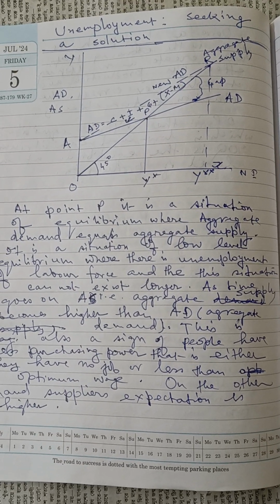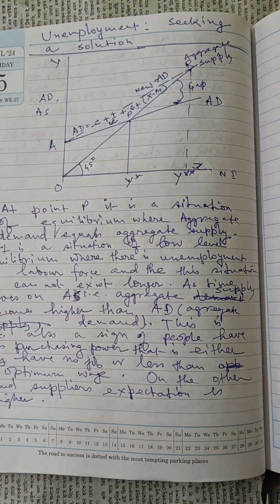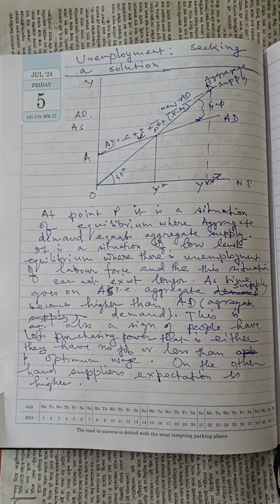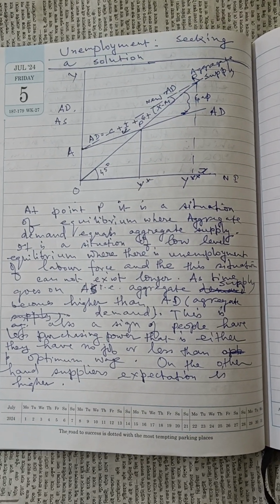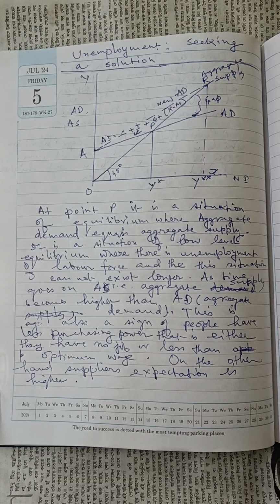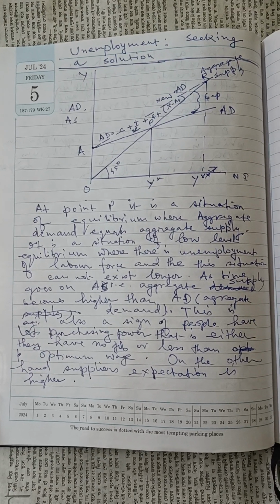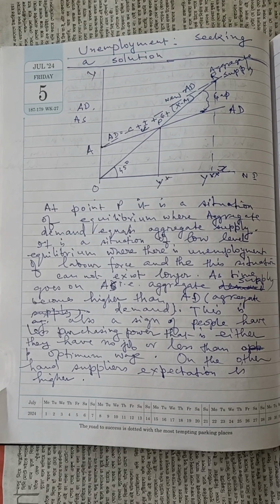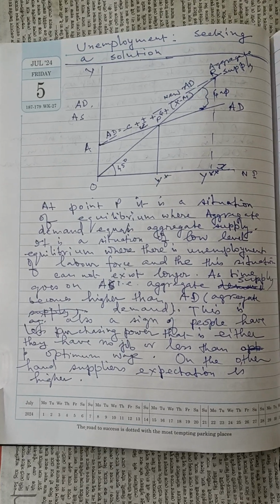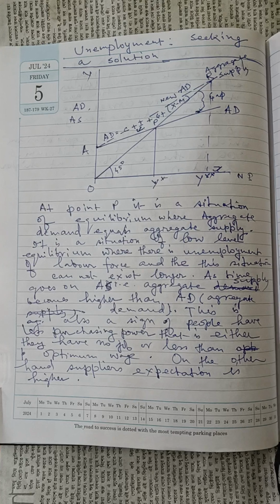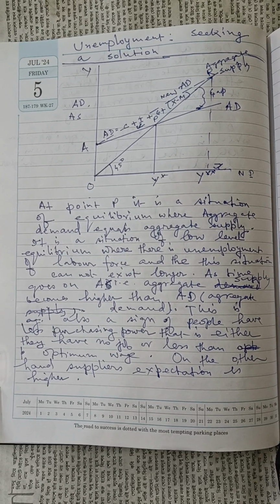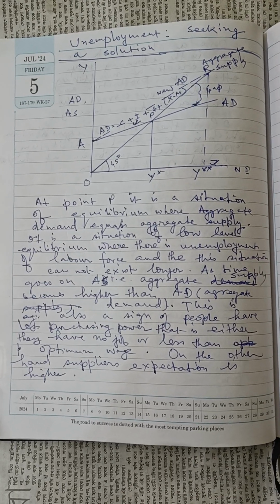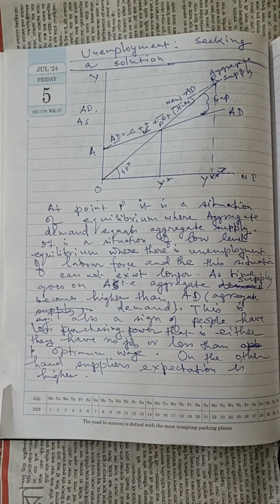Unemployment, seeking a solution. I have drawn a diagram where the y-axis measures aggregate demand and aggregate supply. The x-axis is the national income. The 45-degree angled curve is the aggregate supply curve, and the intercept curve AD is the aggregate demand curve.